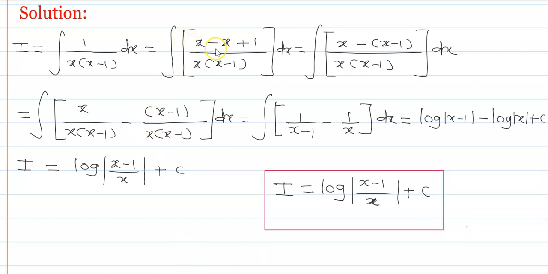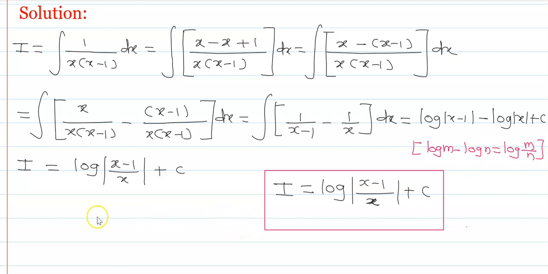Important: adjust by adding and subtracting x, x upon this whole quantity, take the minus sign common, then in the bracket you will get x minus 1, that cancels, and you will get 1 upon x. The integral of this is in log form. Use the rules of log. The rule of logarithm is that log of m minus log of n is equal to log of m upon n. This is the rule.